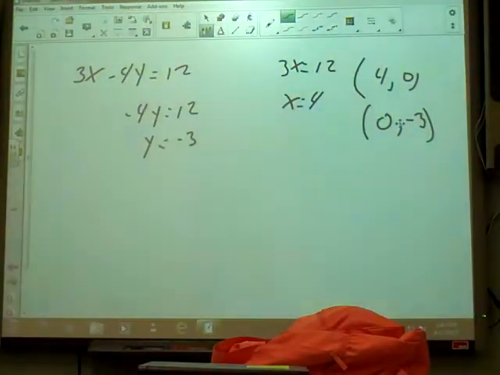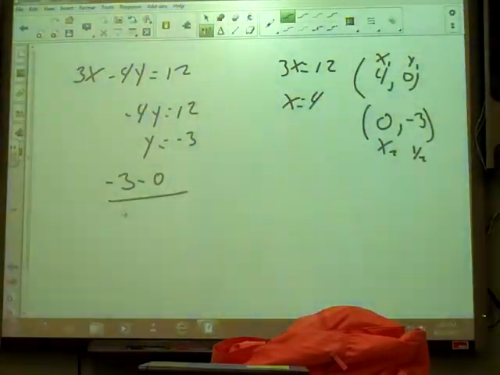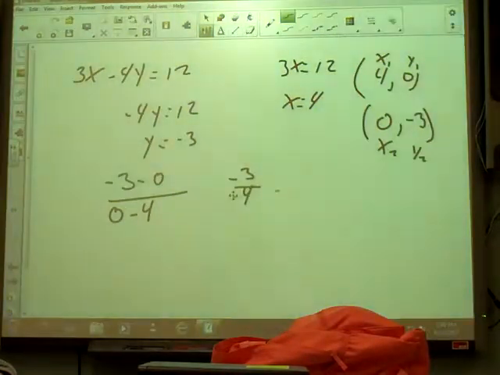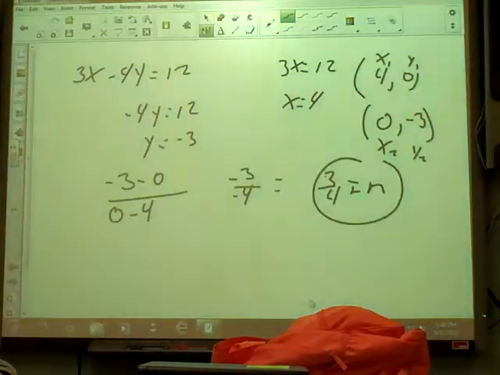All right, we've got an x1 and a y1 now. We ready to roll here? I'm going to name these my 1s. I'm naming those my 2s. Subtract my y's, negative 3 minus 0. Subtract my x's, 0 minus 4. Negative 3 minus 0 is, 0 minus 4 is, what's a negative by negative? Positive. What letter is that? M.